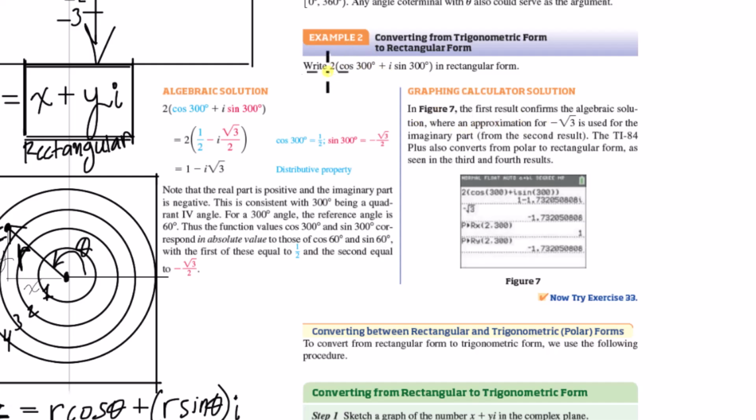Okay, so here's a complex number in polar form, or trigonometric form. They call that trigonometric or polar form, and we want to write it in rectangular form. How can we do this? Well, it's in polar form, so we know r and we know theta.